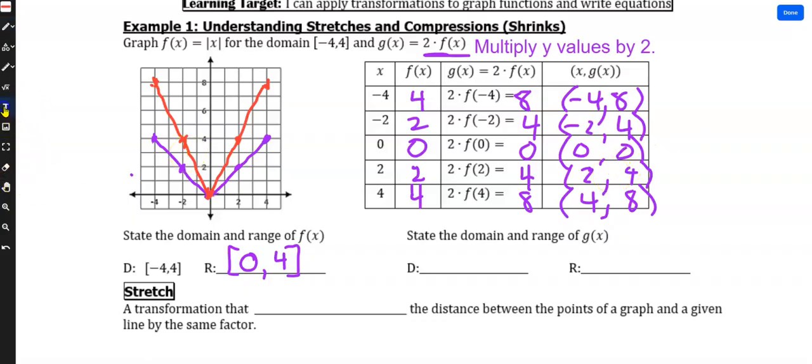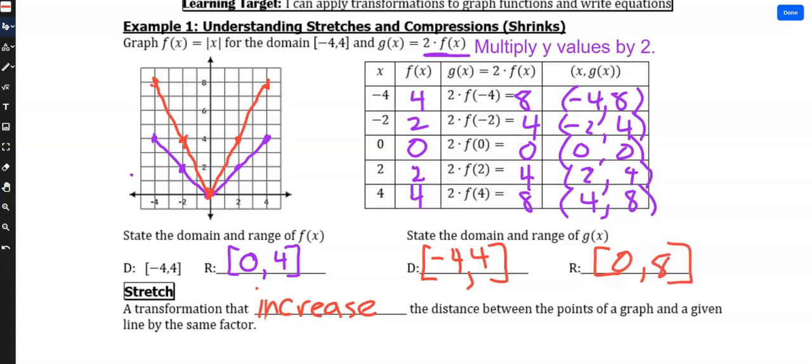This is called a vertical stretch. I'm going to use the word increases. So the domain, still -4 to 4. But we multiplied those y's by 2, so that changed the range by stretching it.